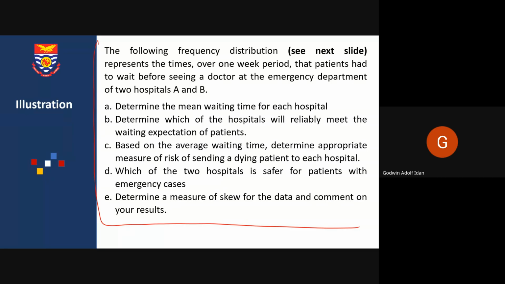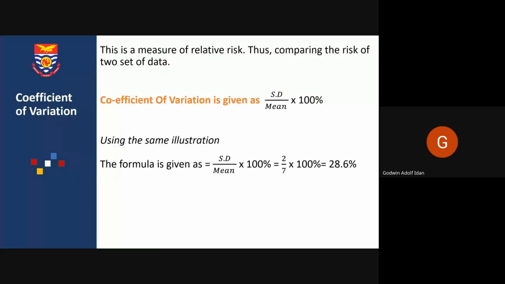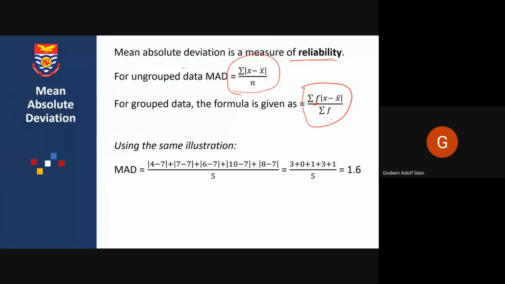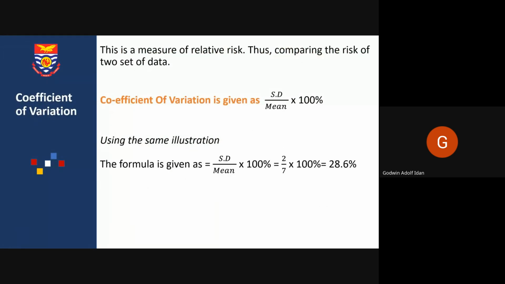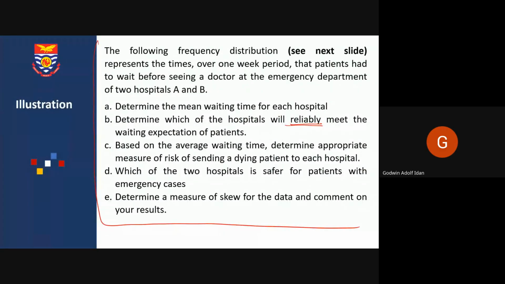Then the second part says to determine which of the hospitals will reliably meet the waiting expectation of patients. Reliably. And that is where I told you that when you are solving, the mean absolute deviation is a measure of reliability. So the question is just asking you to compute the mean absolute deviation. You go through the same things.